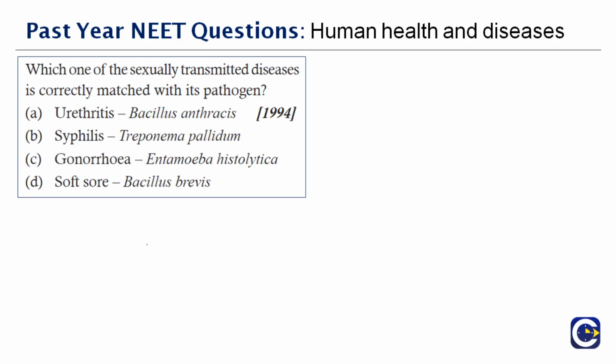Which one of the sexually transmitted diseases is correctly matched with its pathogen? Again you have to match and see. Urethritis is Bacillus anthracis, wrong. Syphilis, just now we saw in the earlier question, is caused by Treponema pallidum. Therefore, the right answer to this question is option B. Syphilis is caused by Treponema pallidum.